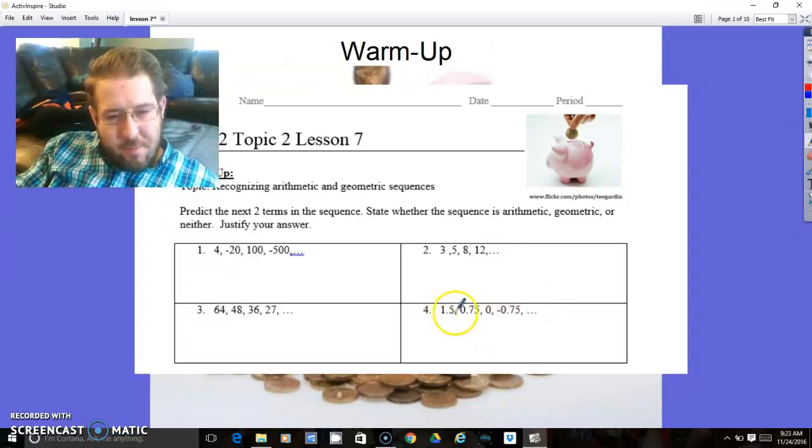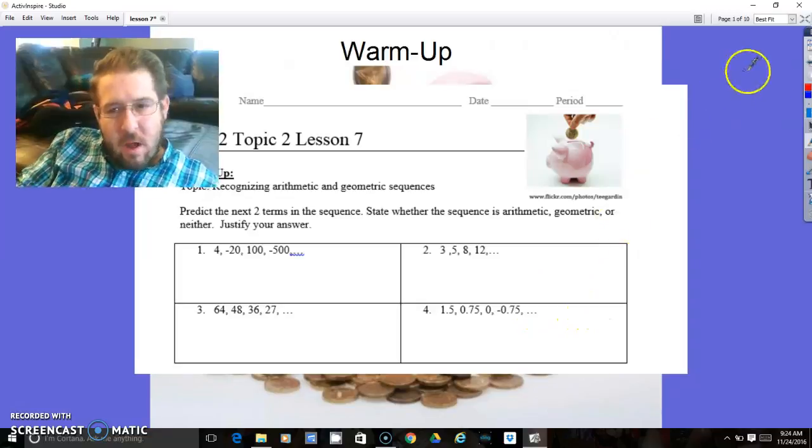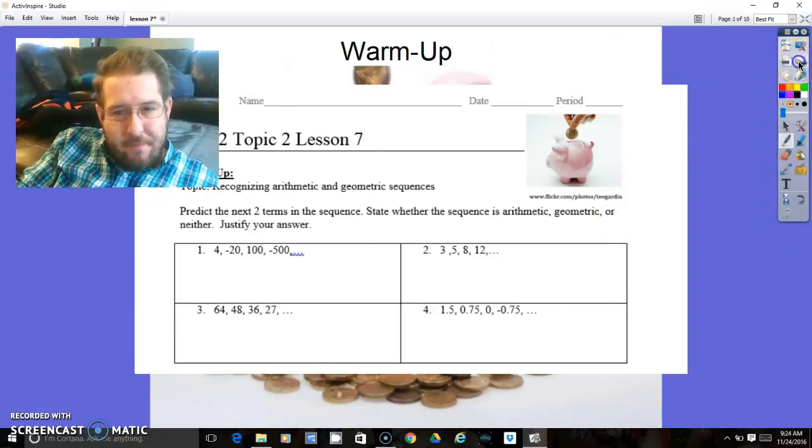So this is an arithmetic sequence. That was geometric. This one is arithmetic because it's adding -3/4, which is 0.75. It's decreasing by 0.75. And if you continue that pattern, it's going to go to -1.5 and then -2 1/4, or -2.25.